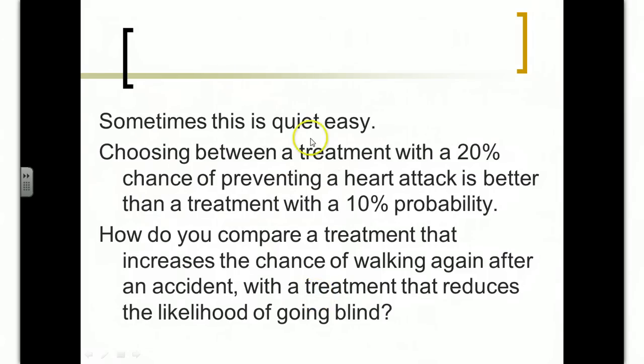However, the decisions are rarely as straightforward as this. Like this is basically spending a fixed budget for cardiovascular illness. You want to get as much value for that as possible. However, how do you compare a treatment that increases the chance of walking again after an accident with a treatment that reduces the likelihood of going blind?